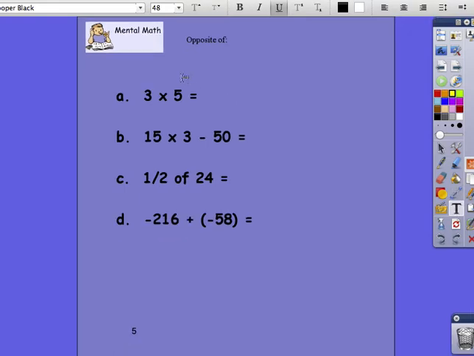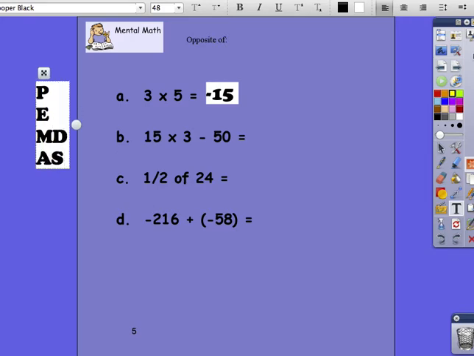Starting out, 3 times 5 is going to be 15, and the opposite of 15 is negative 15. Looking at our next one, 15 times 3 minus 50. We need to be thinking about our order of operations. Remember our parentheses first, exponents, multiplying and dividing, adding and subtracting, PEMDAS.